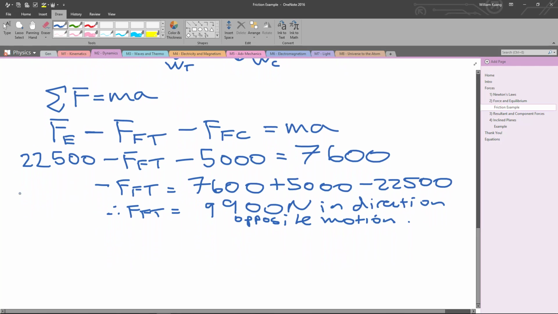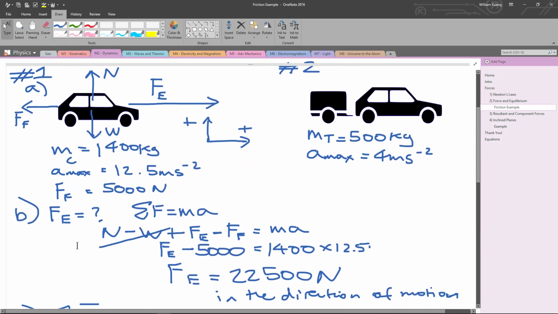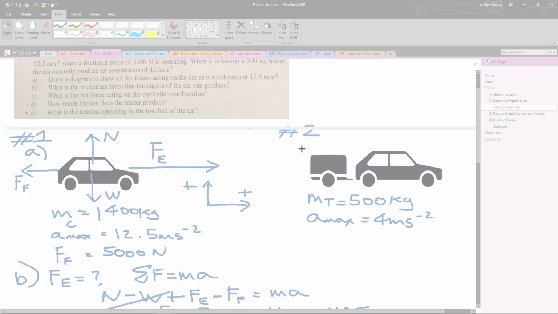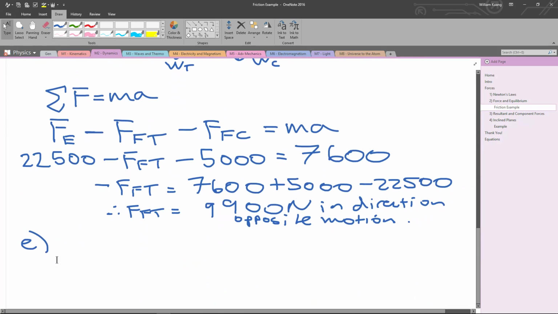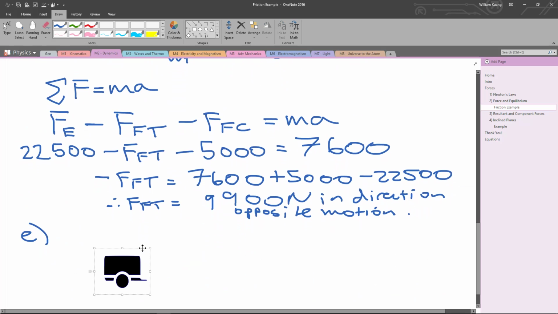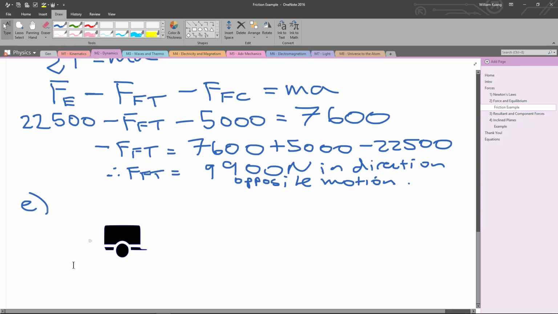All right, so part E, and I'm just going to snip the diagram of the trailer to be able to isolate the trailer. Imagine you're just considering the trailer by itself. So I just move this a little bit. It's not liking that. All right, I'll just leave it here. Imagine you're just considering the trailer by itself.